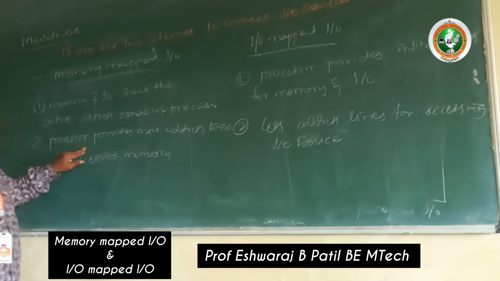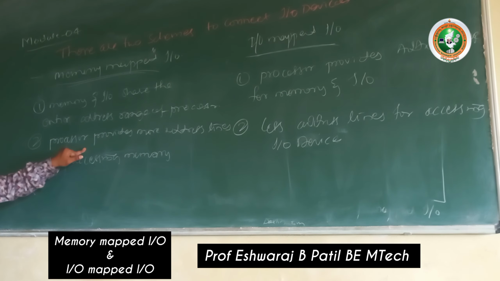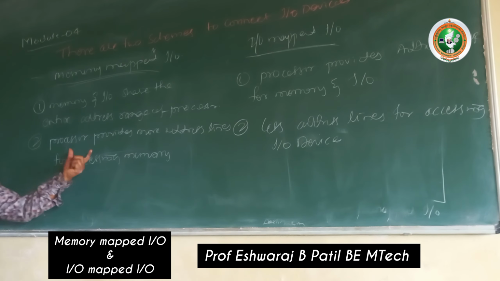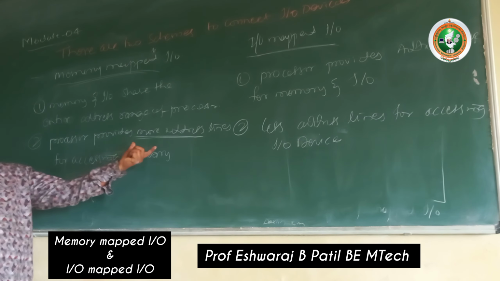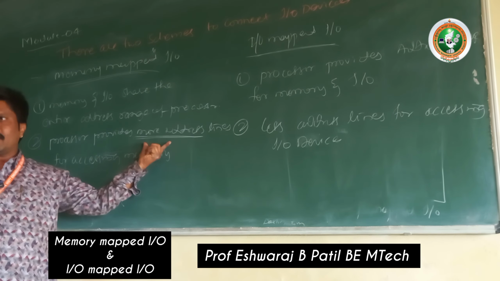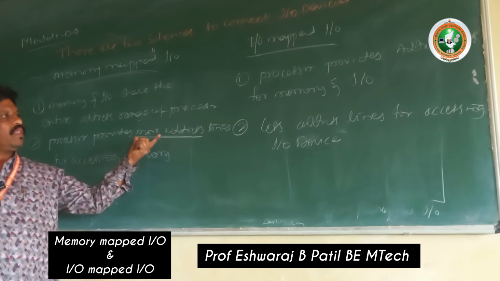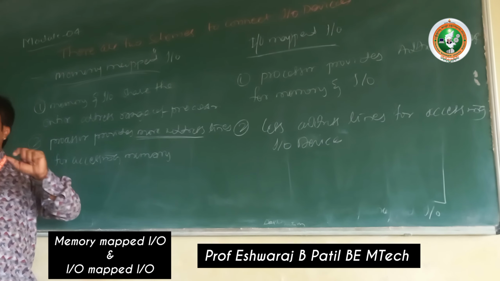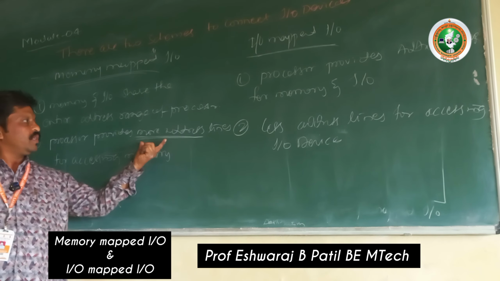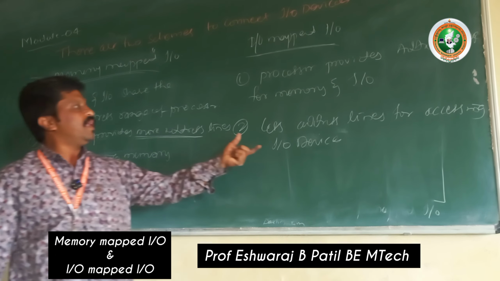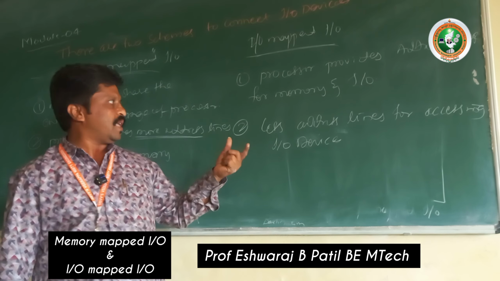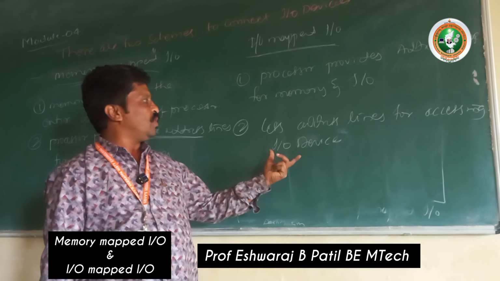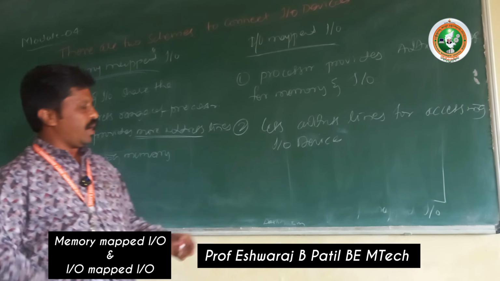Because we are using only a single address for communication between the memory and the processor and the IO and the processor, that's why we have more address lines. In order to communicate with the processor we have only one address line for both memory and IO. But here we use separate address lines because two buses are there, so fewer address lines are present to communicate with the IO devices.